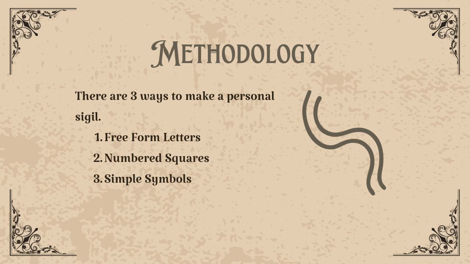There are three ways to make a personal sigil: free-form letters, numbered squares, or simple symbols.